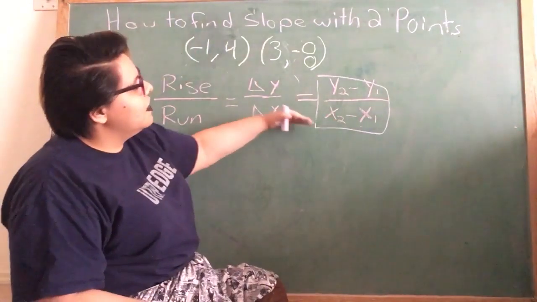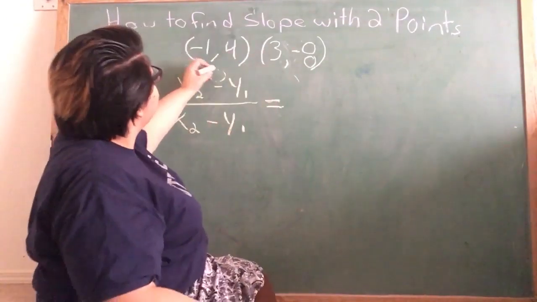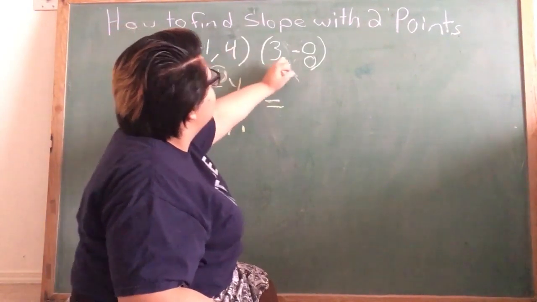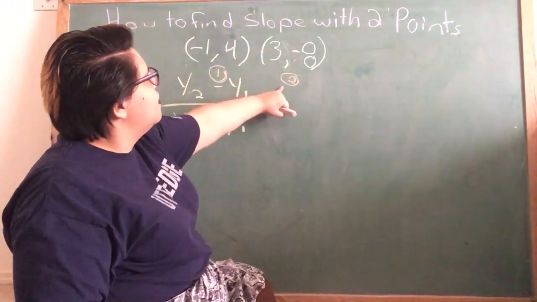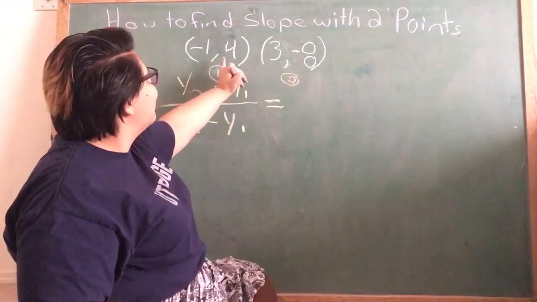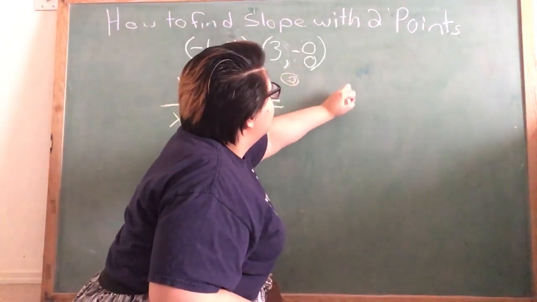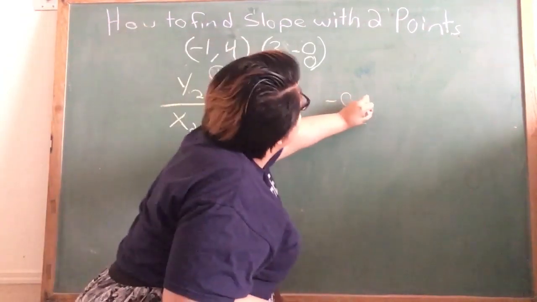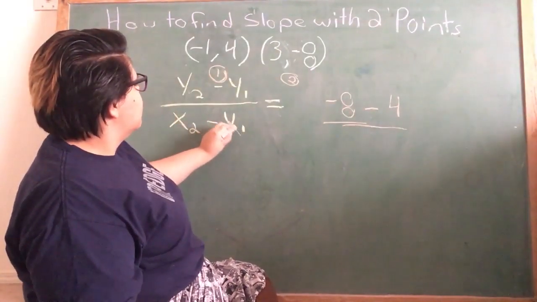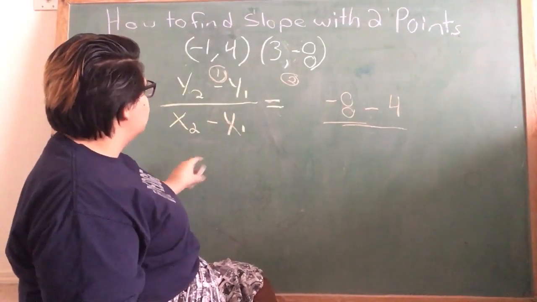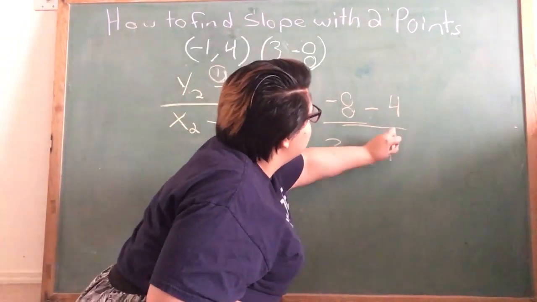All right? So now we're going to use this formula and fill in the gaps. So here's our formula. We're going to label each point 1 and 2, so that way we keep ourselves organized. The 2's are going to go first, and then the 1's will go second. So y2 would be negative 8 minus 4. And then the x's, oh, I forgot to put the x there, sorry about that. And then x2 is going to be 3 minus x1, negative 1.